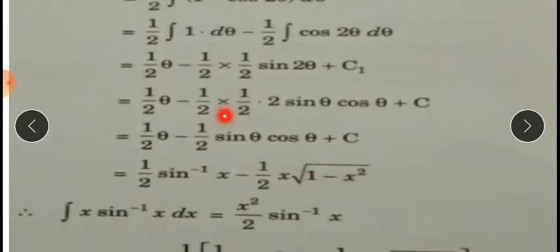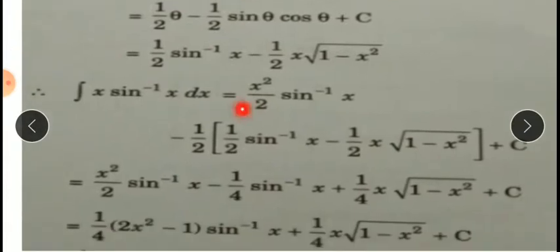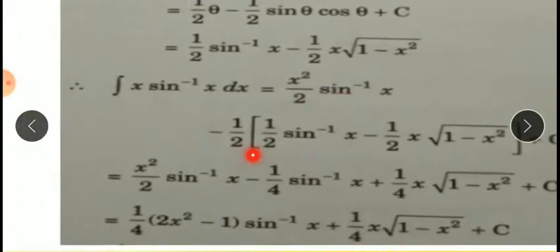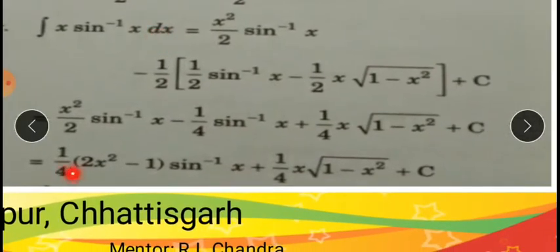Substitute the value of theta. Theta is sine inverse x. 1 upon 2 sine inverse x minus 1 upon 2, where sine theta is x. Cos theta means root 1 minus sine square theta, which means root 1 minus x square. Hence this is our required integration. Finally, after calculation we are getting this as our required integration.